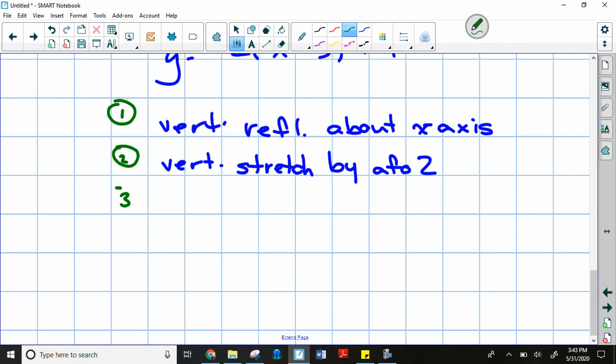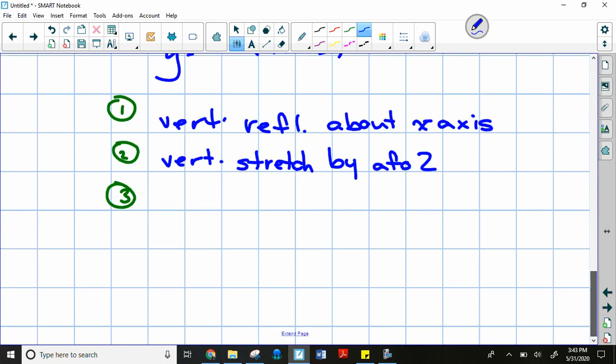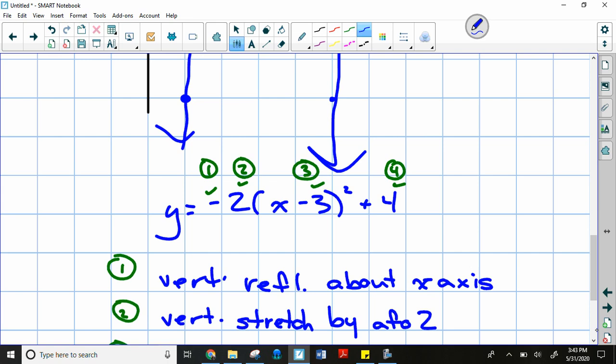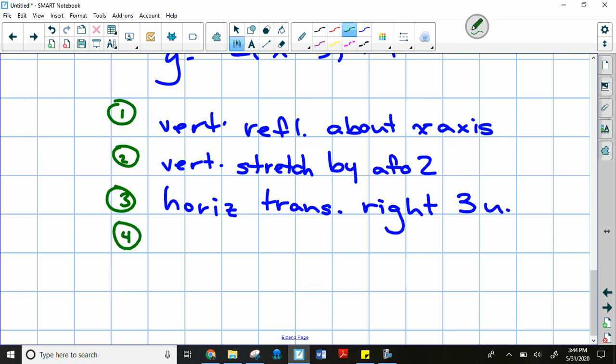Then 3 is inside the brackets, and for language for next year, we call that inside the function. We always do the opposite of the inside stuff, and the inside stuff always applies to the horizontal. Outside is vertical, inside is horizontal. So this is a horizontal translation, or some teachers use the word shift, and it was -3, so we're actually going to the right 3 units.